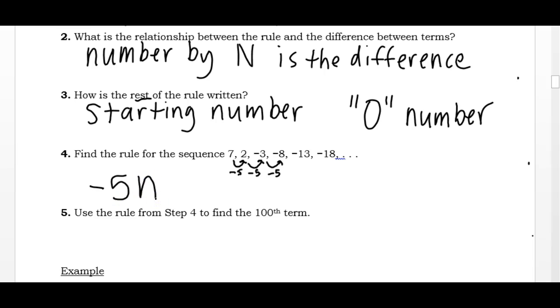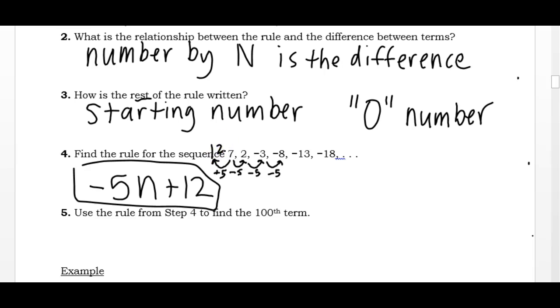And then I need to go backwards to figure out what number would be in front of the 7 in that pattern. So in front of the 7, if I add 5 to that, I would have a 12. Here is my rule for the sequence that I was given there. I'll put a little 12 there.